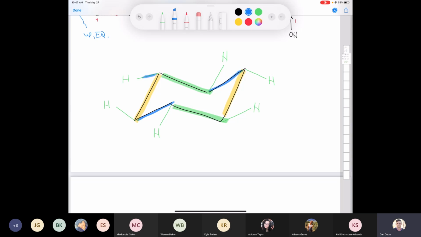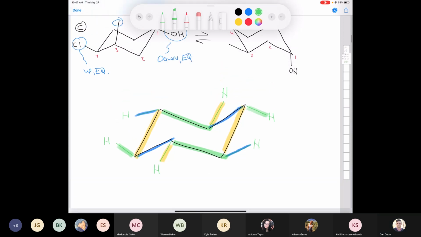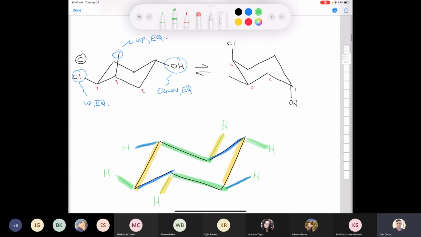So again, you see how this bond and this bond are parallel to the blue lines. You see how this bond and this bond are parallel to the yellow lines. And you see how this one and this one are parallel to the green lines. And that's how we determine the equatorial positions. So there we go. All right.